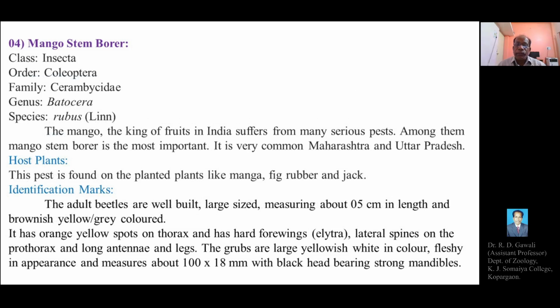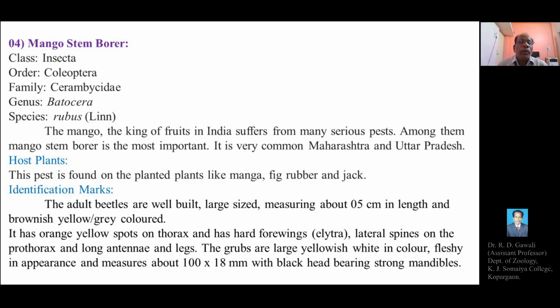Then next one, that is mango stem borer. Next crop pest, fourth crop pest, mango stem borer. So this also belongs to phylum Arthropoda, class Insecta, order Coleoptera, family Cerambycidae, genus Batocera and species rubus. So Batocera rubus is the zoological or biological name of the mango stem borer, belonging to order Coleoptera and family Cerambycidae. So it is a beetle. It is a beetle category of the insect.